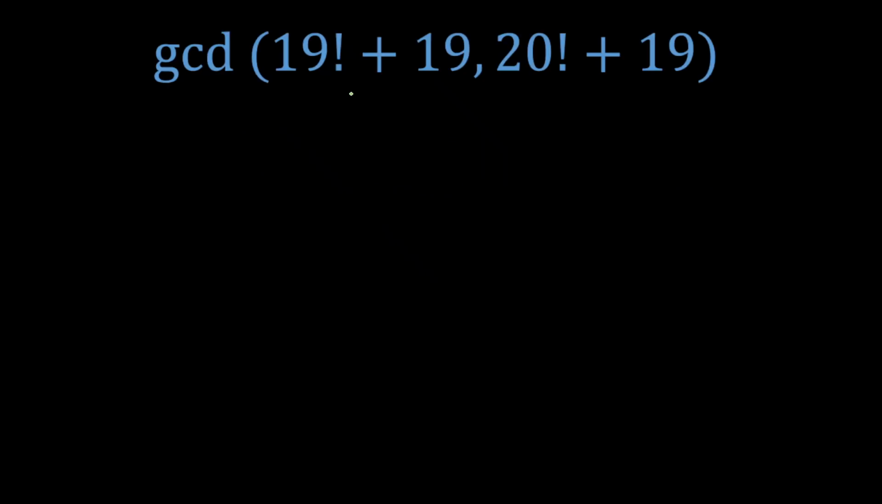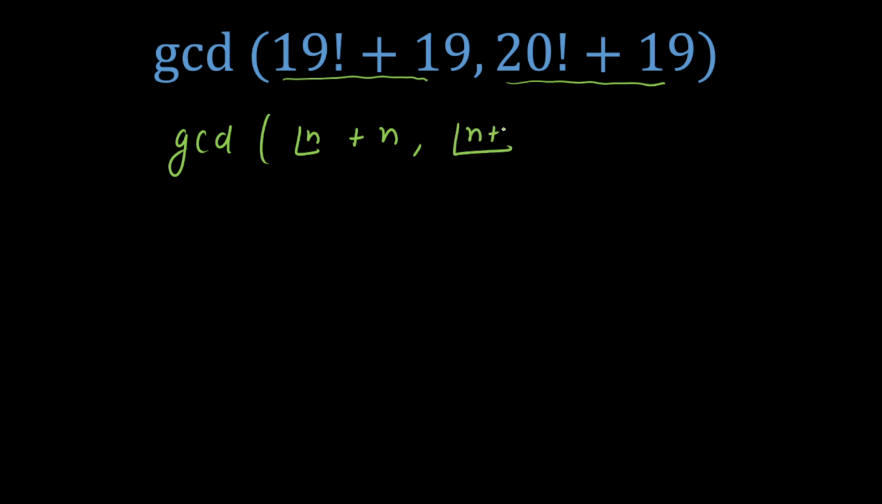So let's start. Now here we want to calculate GCD of these two big numbers. The two big numbers are 19 factorial plus 19 and 20 factorial plus 19. If we simply calculate the number, these numbers are really big because these two quantities are really huge, and once we calculate this it will be very difficult to see the pattern. So now we want to generalize GCD of these two numbers. Let's say I'm taking the terms in n. So we have n factorial plus n, and since the other one is one more than this, it's n plus 1 factorial plus n.